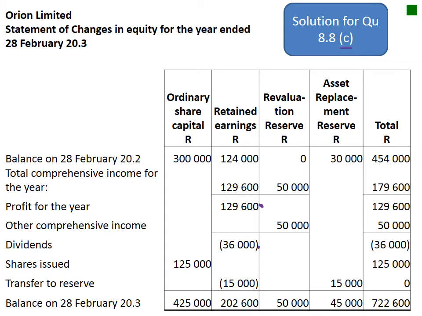The ordinary share capital, revaluation reserve, and asset replacement reserve columns will stay exactly the same. If we now look at the solution for 8.8D, you will see those three are the same. We're going to find the retained earnings column has changed, and there will also be a column for preference share capital, which, as we said, is now part of equity.